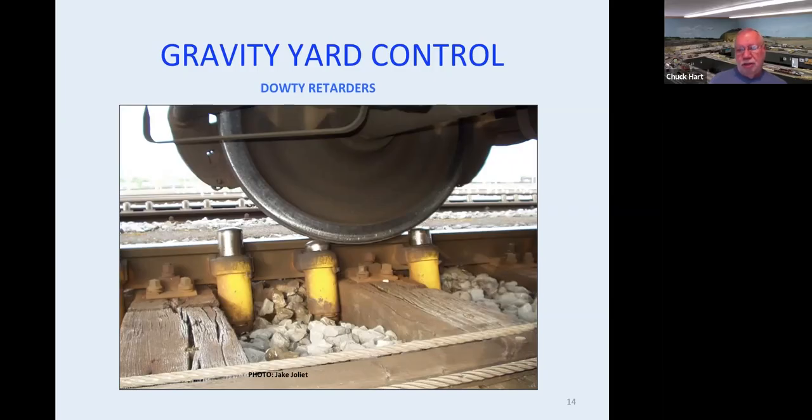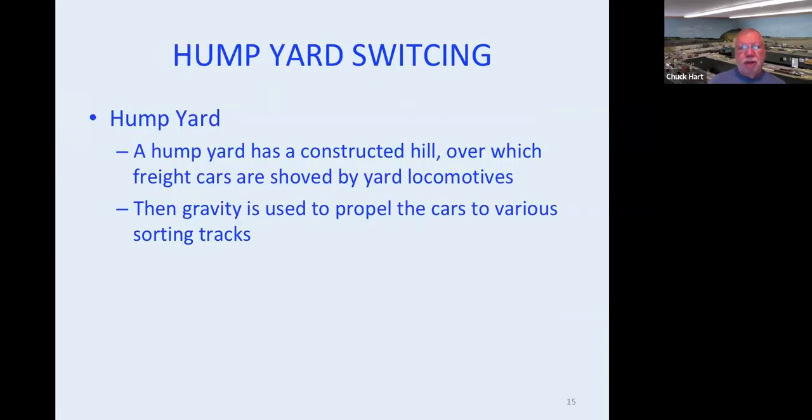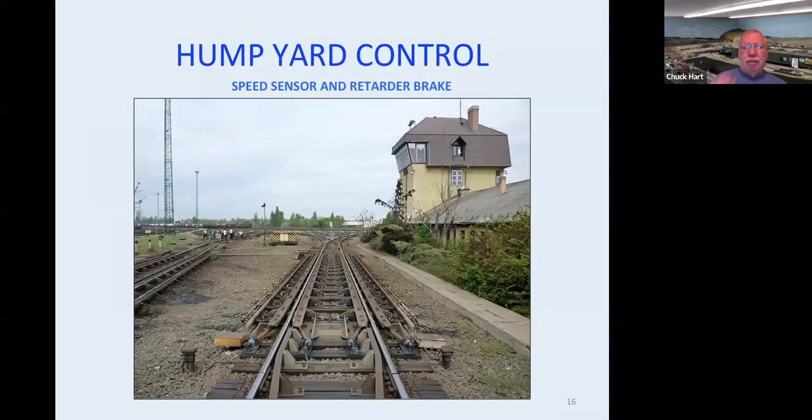The last type of class yard we'll talk about is the hump yard switching, and that's going to be mostly US use. It's a hump yard that's on a constructed hill. The cars are shoved over the hill with a yard locomotive, and then gravity is used to propel the cars down to the various sorting tracks. And they've got these retarders along the tracks to slow the car down. And we'll show you a picture of that.